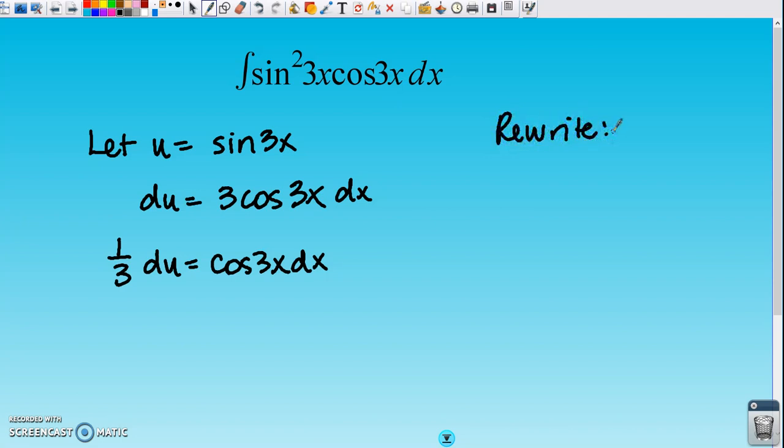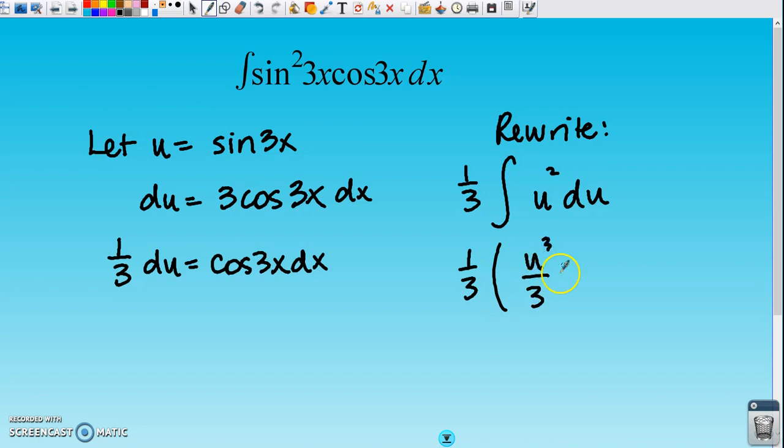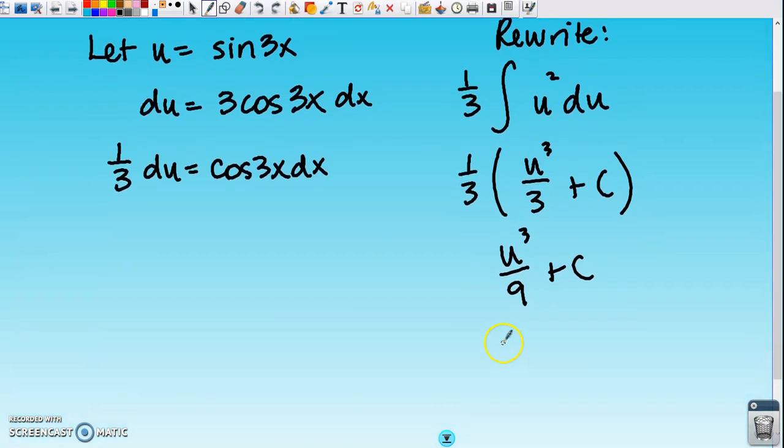So let's rewrite. We're going to have 1/3 the integral of u squared du. So all that crazy nonsense turns into 1/3 the integral of u squared du. So I have 1/3 u cubed over 3 plus c, which turns into u cubed over 9 plus c, which turns into sine of 3x cubed over 9 plus c.